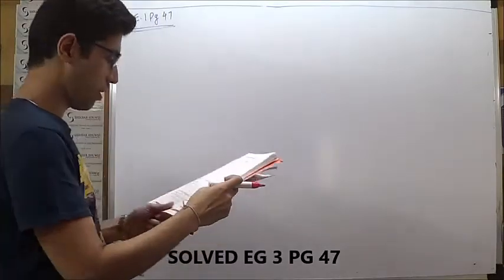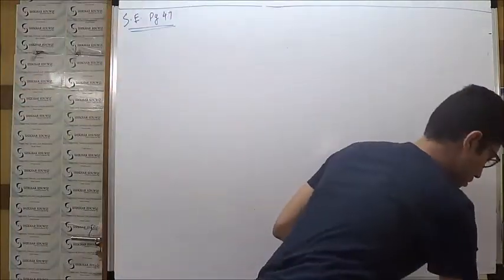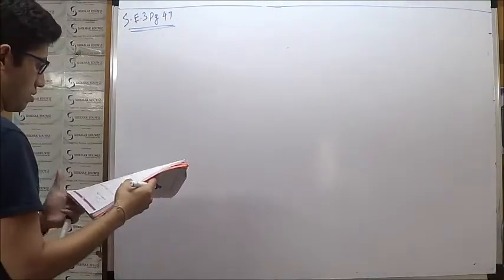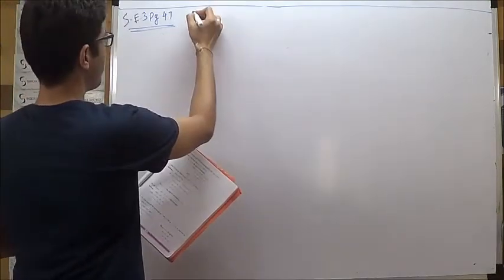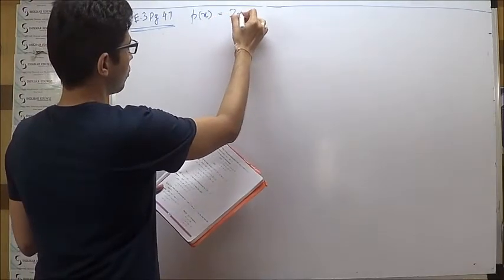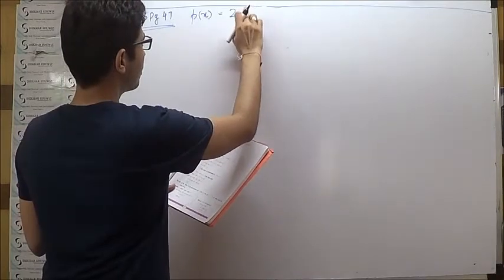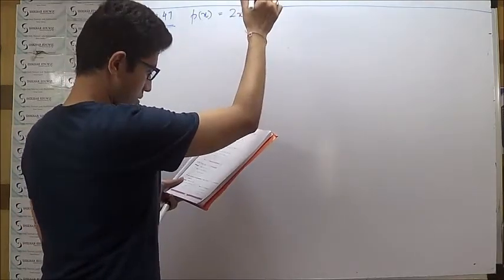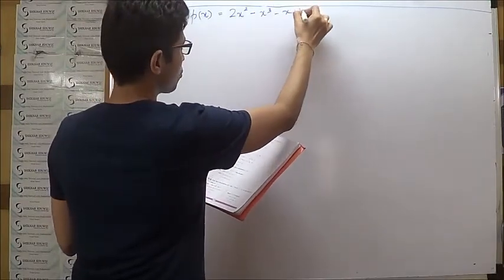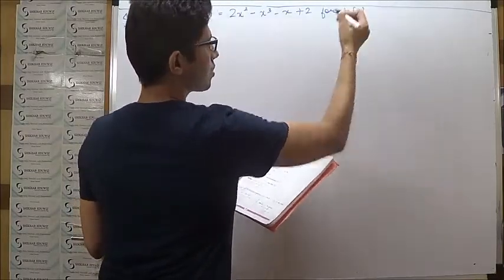So next is solved example 3, page 47. Same sum. Find the value of polynomial p of x, 2x squared minus x cube minus x plus 2, for p of 0.